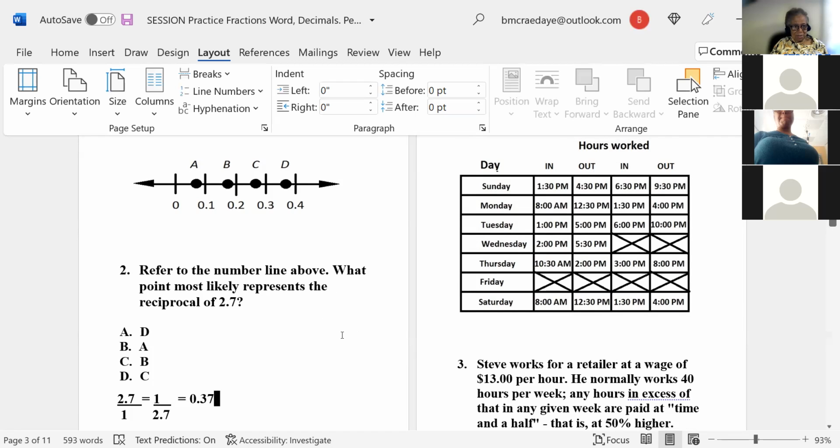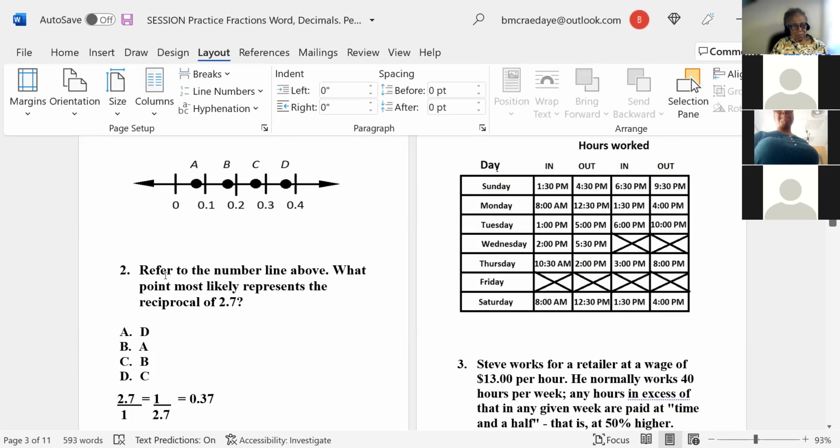Which one? The 0.37 is at which point, Maureen? The D point. That's it, right here. It can't be C because C is less than 0.3. Mercedes, it's greater than 0.3. Okay, miss. That's what I didn't understand.